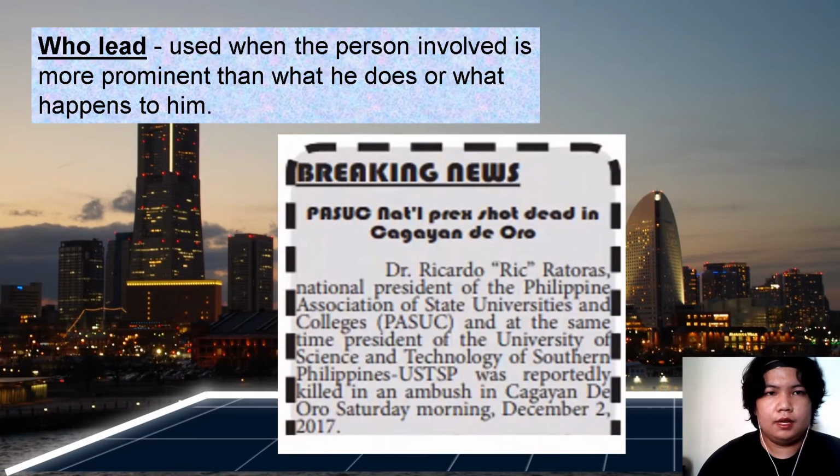First W is who. Who is used when the person involved is more prominent than what he does or what happens to him. Look at the example here. The first line of the paragraph here answers the question who. Who was reportedly killed in an ambush in Cagayan de Oro? So the answer is Dr. Rathoras. Let's answer the question who.